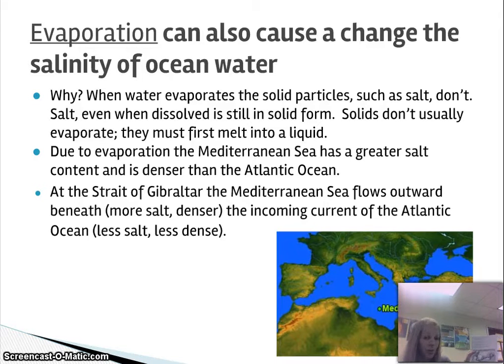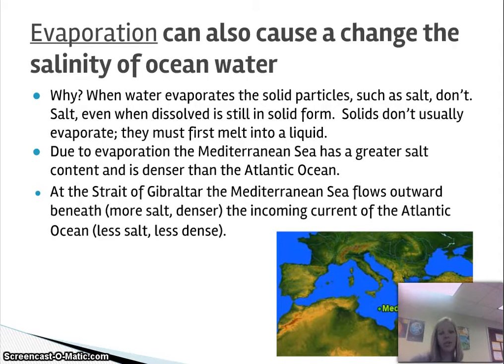Solid particles normally don't just skip from solid to gas. So a solid particle would have to melt into a liquid and then evaporate into gas. So a lot of times when water evaporates, it's pretty clean. It is part of the purification process within the water cycle.